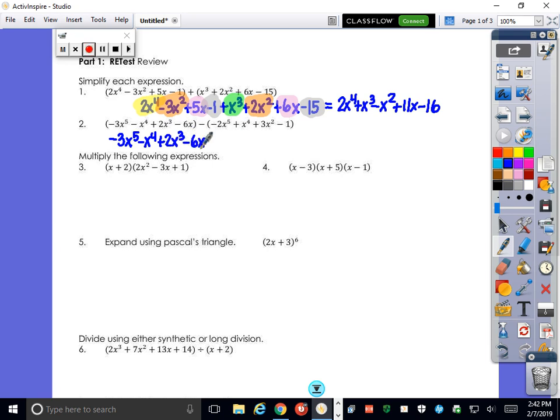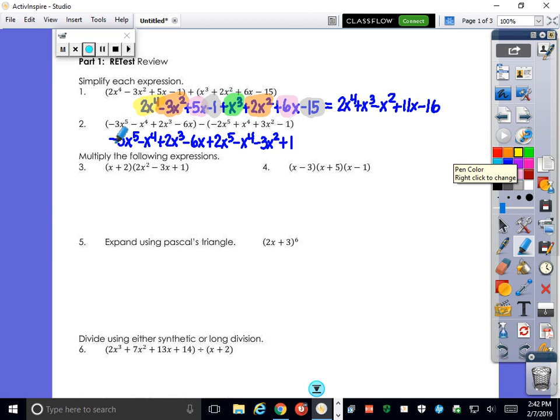For subtraction, subtraction is a bit different because you actually have to change all the signs on the second parentheses. So you're distributing that negative sign, which means every sign in the second set of parentheses is going to reverse. It's going to change. So you're going to have the opposite. So notice that all of those became the opposite. And then you're going to continue on like you did above.